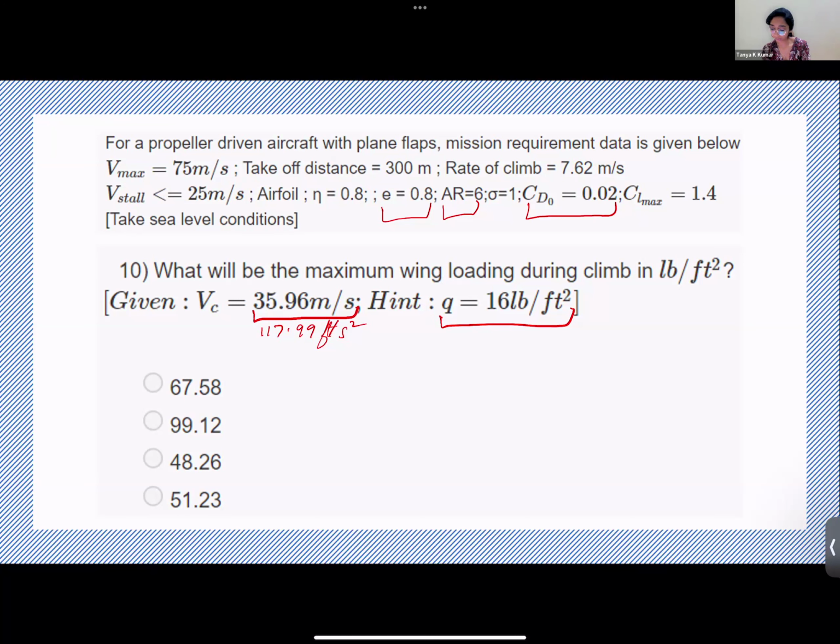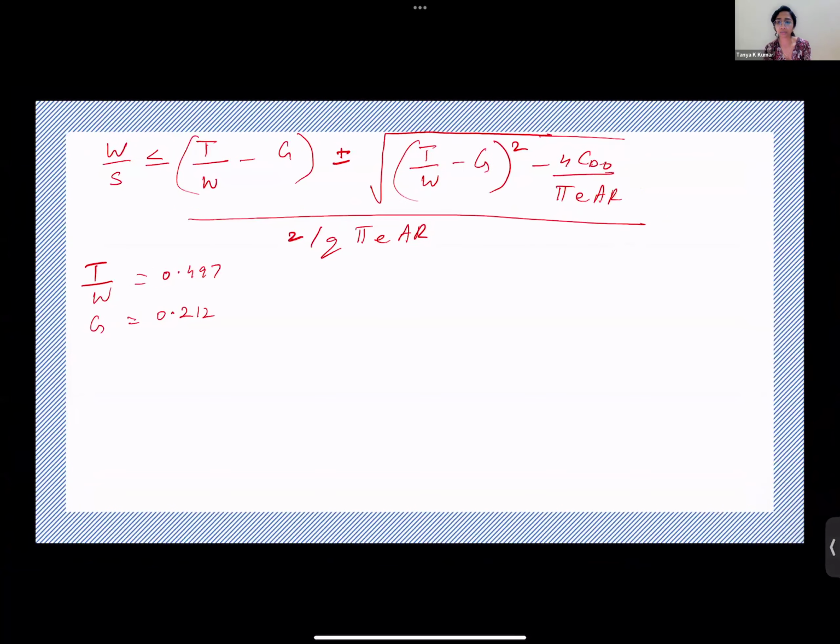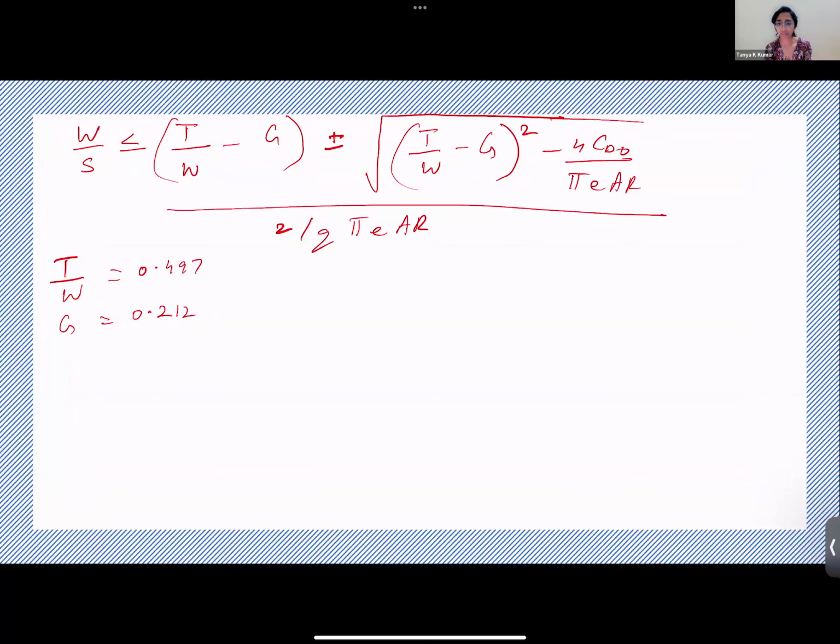I hope you've seen the equation. I hope you remember this. This is the equation. Just find out each individual term and then you'll be able to do it.